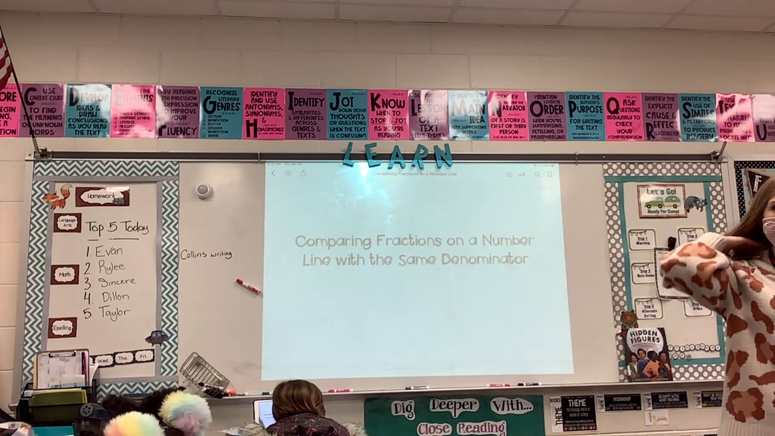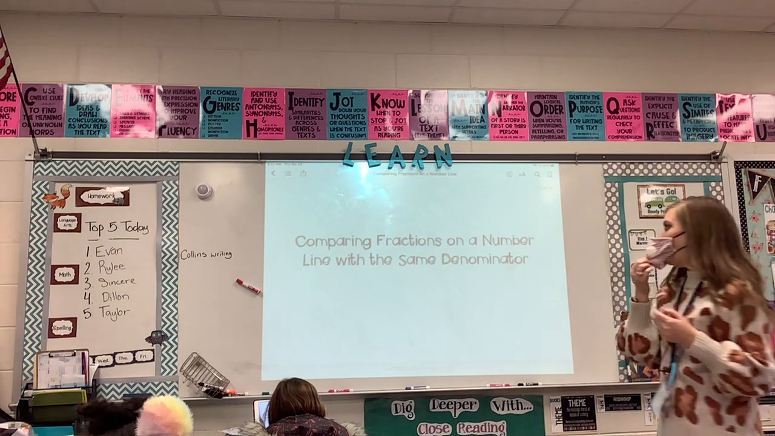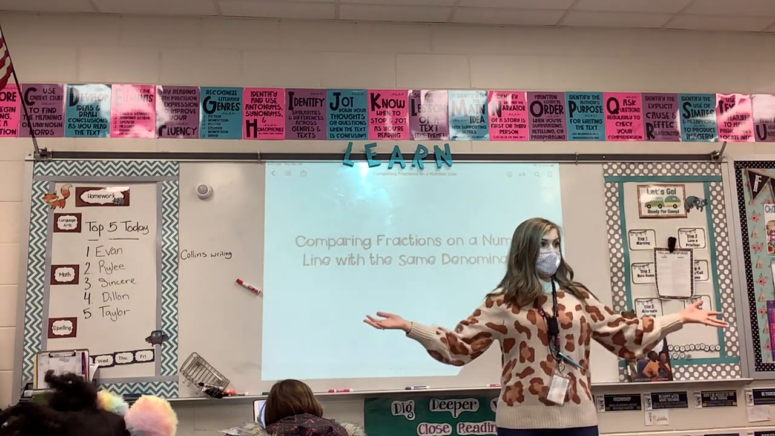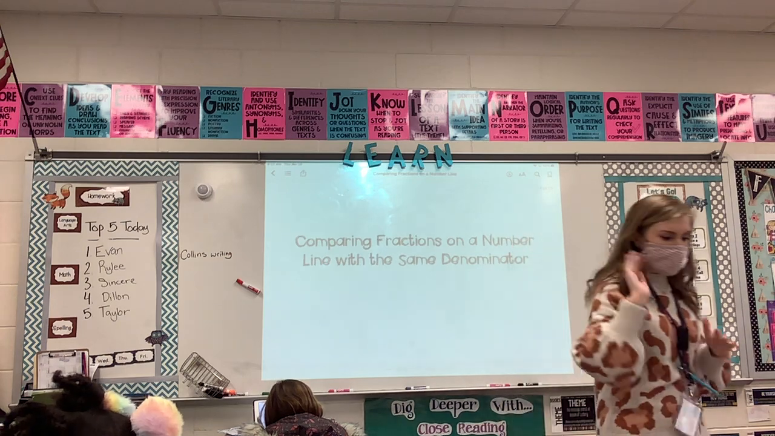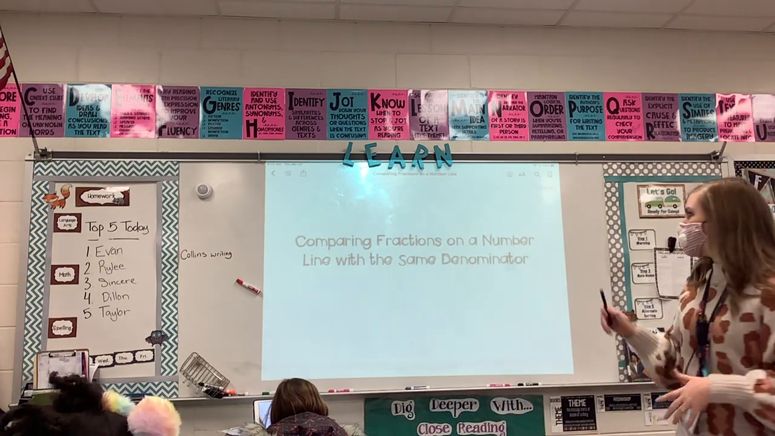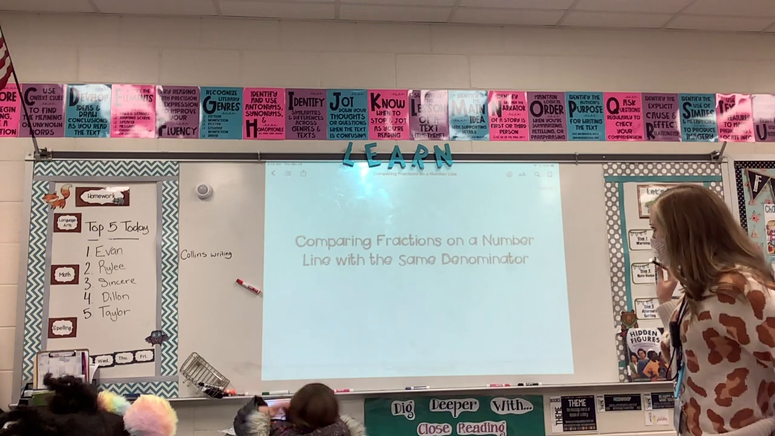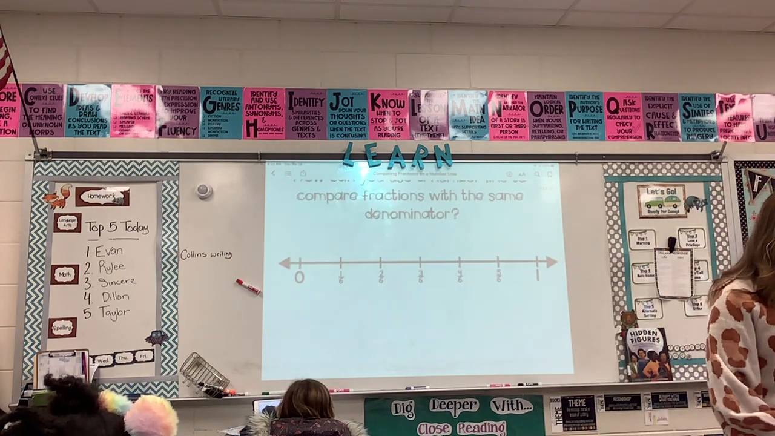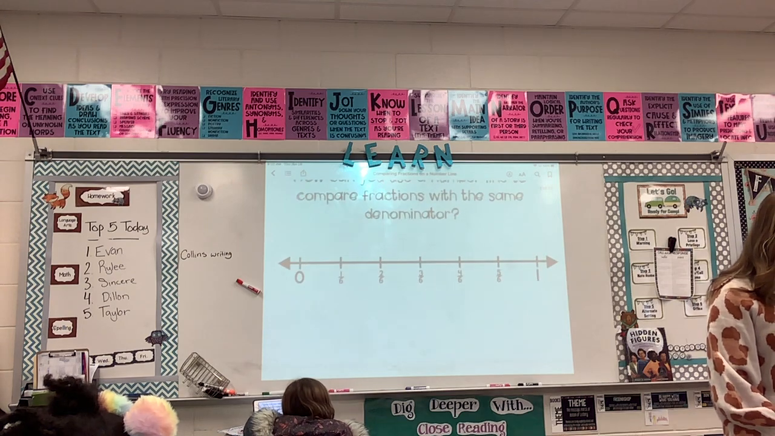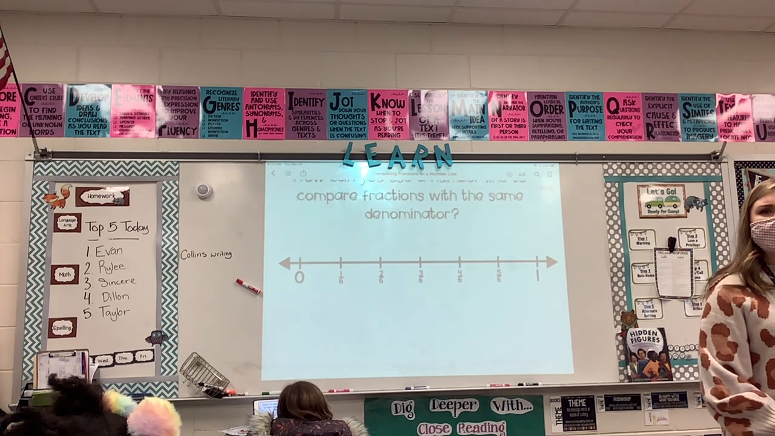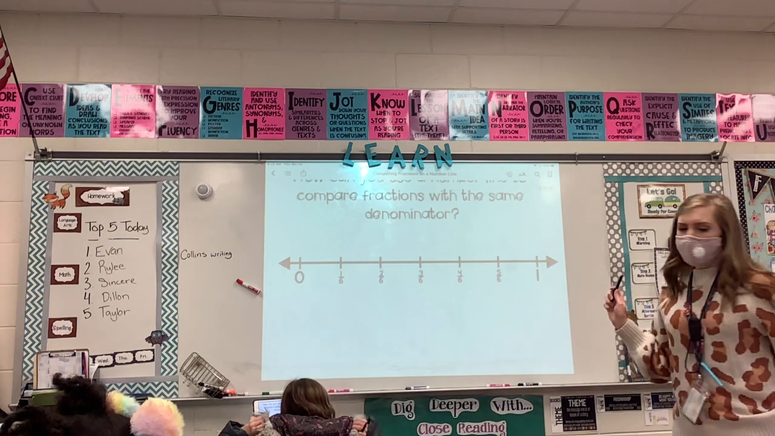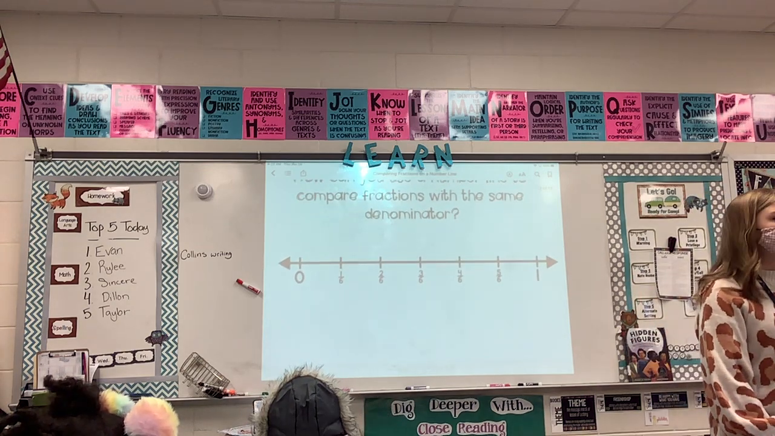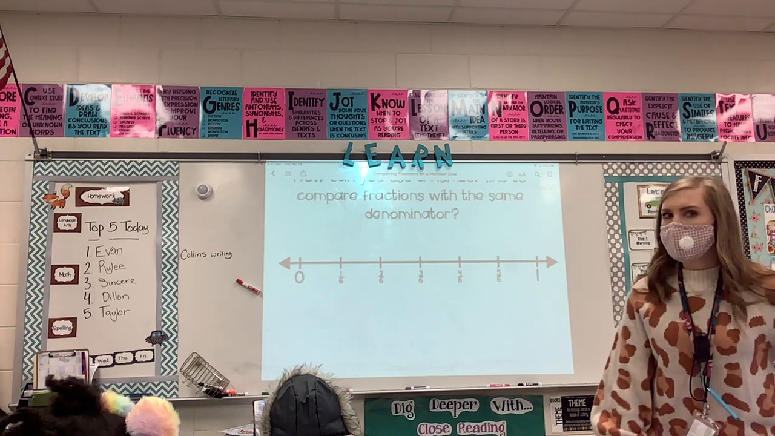Okay, so today we're just going to show how we can use a number line to show which fraction is greater. Okay? Easy peasy, will not take long at all. We are just focusing on fractions with the same denominator today, okay? So let's think about this. How do you think that we could use a number line to compare fractions with the same denominator?